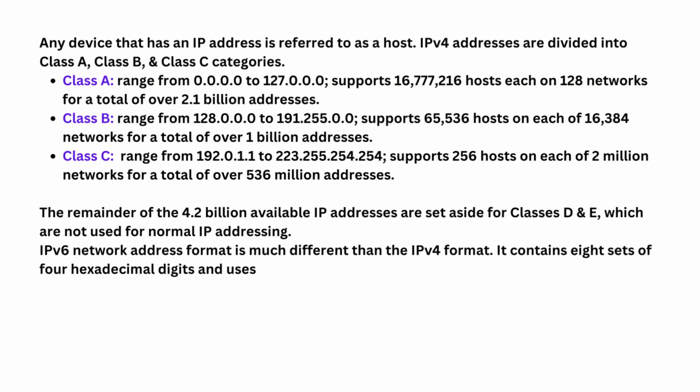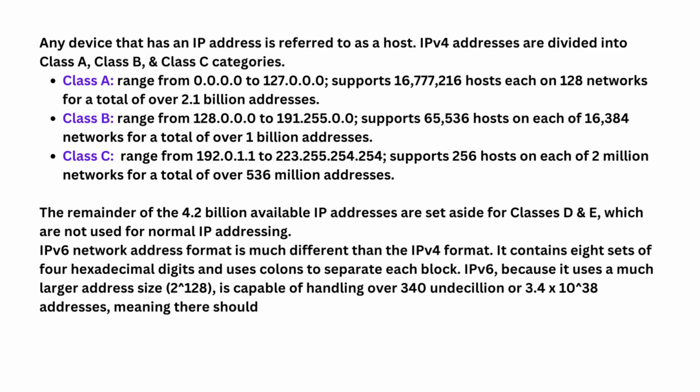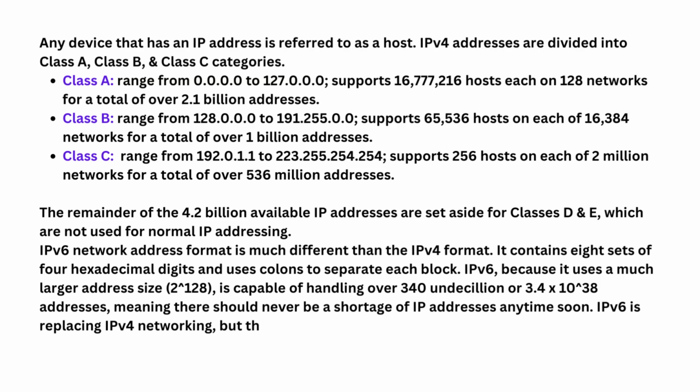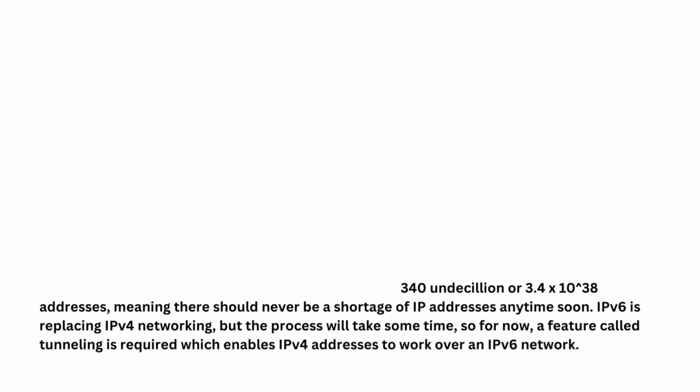IPv6 network address format is much different than the IPv4 format. It contains 8 sets of 4 hexadecimal digits and uses colons to separate each block. IPv6, because it uses a much larger address size, 2^128, is capable of handling over 340 undecillion, or 3.4 x 10^38, addresses, meaning there should never be a shortage of IP addresses anytime soon. IPv6 is replacing IPv4 networking, but the process will take some time, so for now, a feature called tunneling is required which enables IPv4 addresses to work over an IPv6 network.